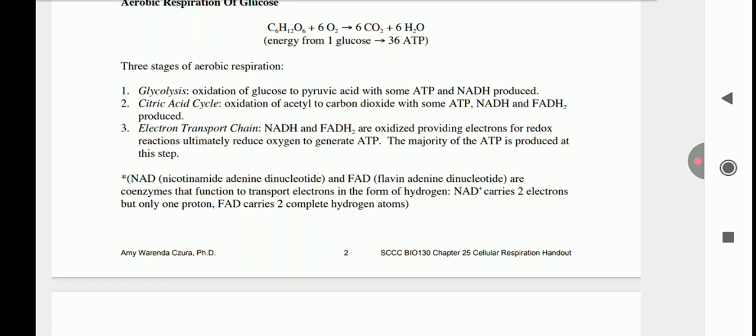NAD, nicotinamide adenine dinucleotide, and FAD, flavin adenine dinucleotide, are coenzymes that function to transport electrons in the form of hydrogen. NAD+ carries two electrons but only one proton. FAD carries a complete hydrogen atom.